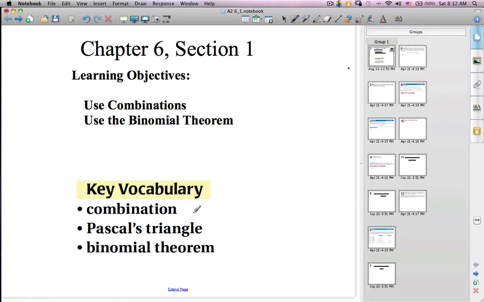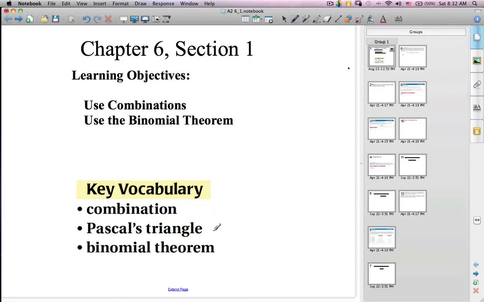On the other hand, if I'm talking about runners running in a race, it's very different to finish first than it is to finish third. And in that case, order would matter, and that would be a permutation. So in this section, I'm going to work with combinations, but it's important you understand the difference between them.